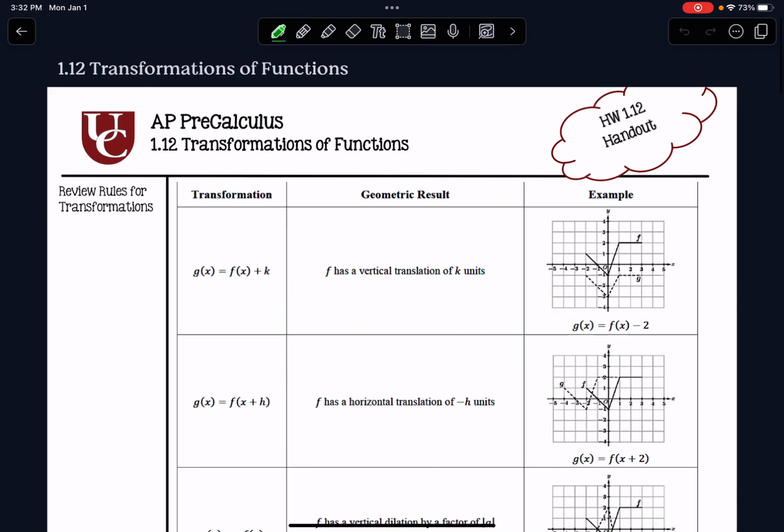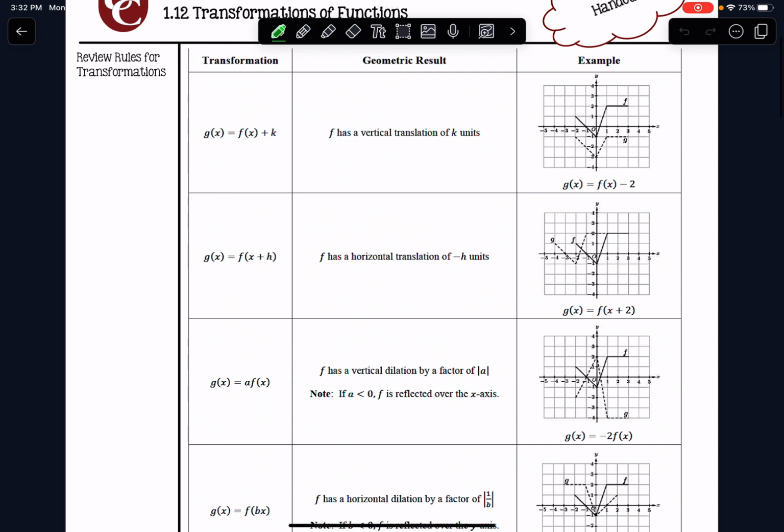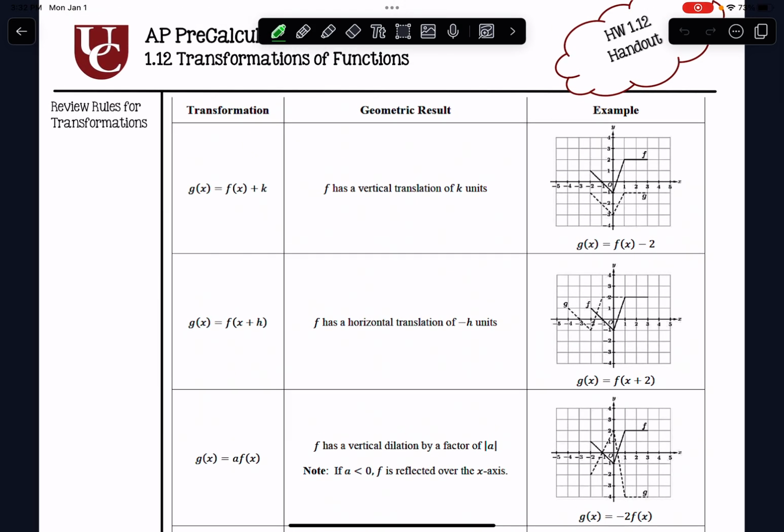So the first information is just a review, the rules for transformations. If you have a function and you add a constant k to the back of the function, that's a vertical translation, k units. So plus k is up and minus k would be down. You can see they have minus 2 here, so every point was moved down 2.